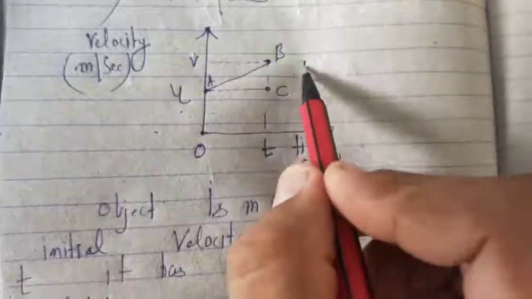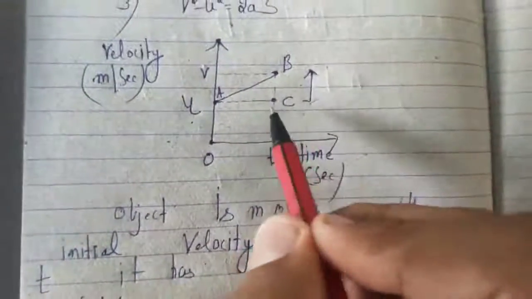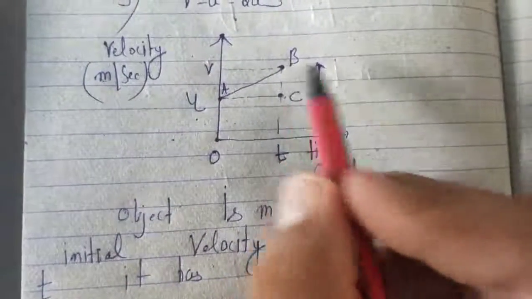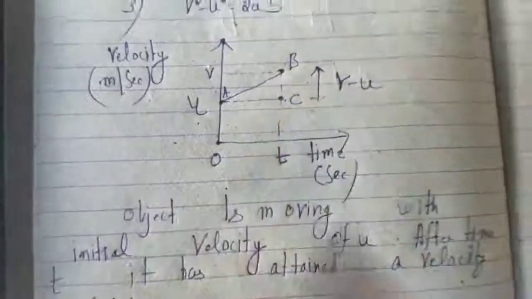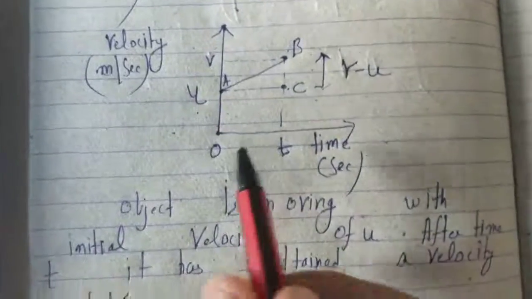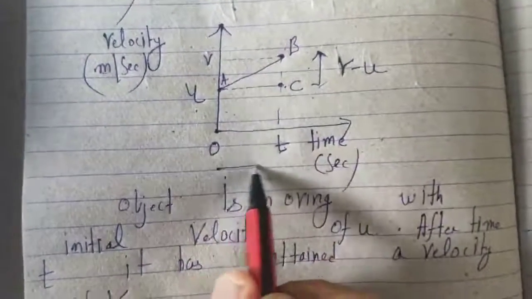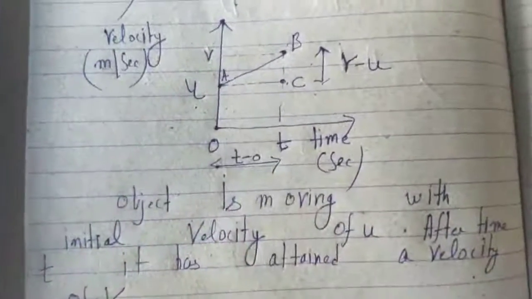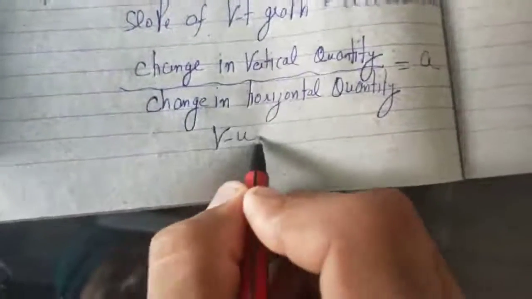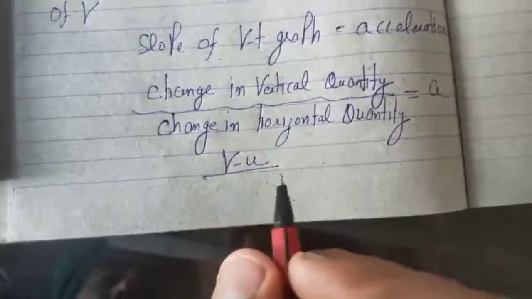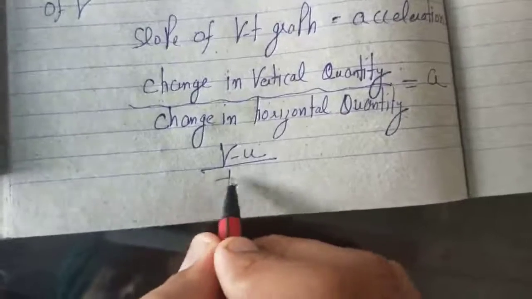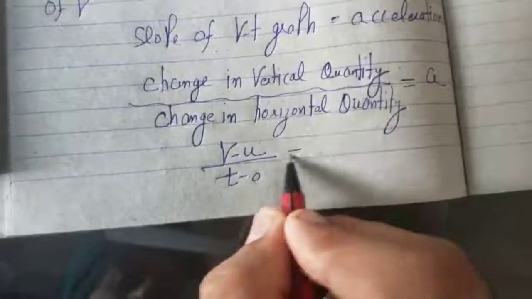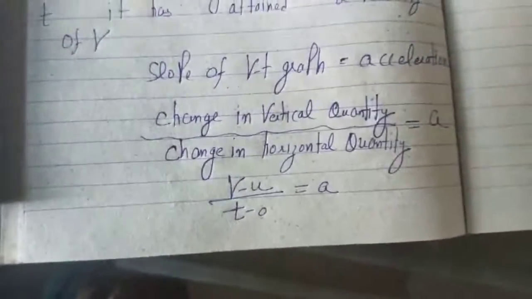So how has the vertical quantity changed? Earlier it was u, now it is v. It has changed up to v minus u. How has the horizontal quantity changed? Earlier it was 0, now it is t. It has changed t minus 0. So the vertical quantity is changed up to v minus u, and the horizontal quantity is changed up to t minus 0, is equal to acceleration.